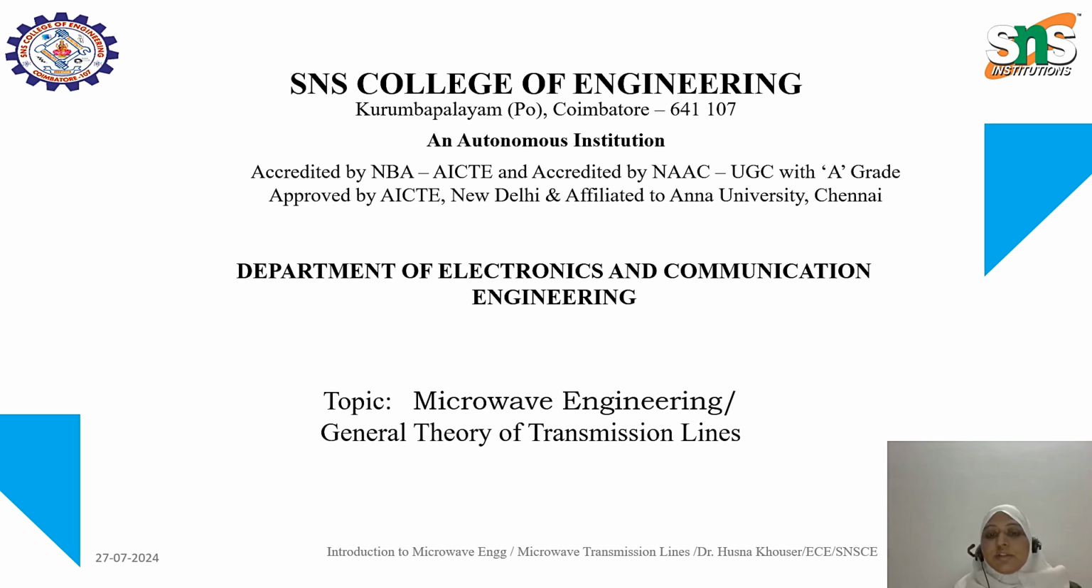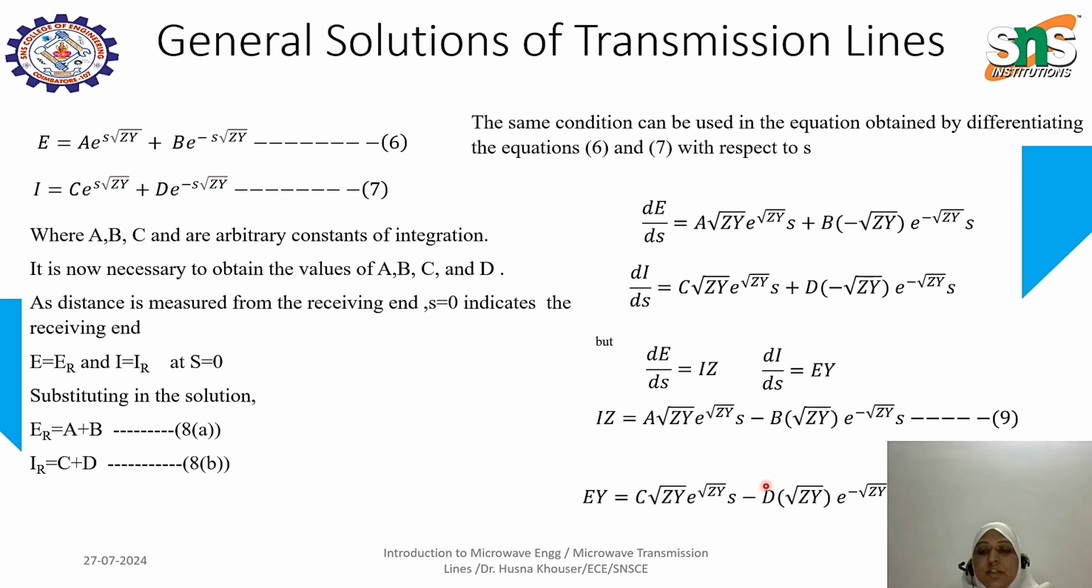In this lecture, we are discussing the general theory of transmission line equations. In the last part, we saw the first part of the equation. Now we'll complete the remaining parts. In the last lecture, we discussed up to equations 9 and 10. Now we'll take this current equation.